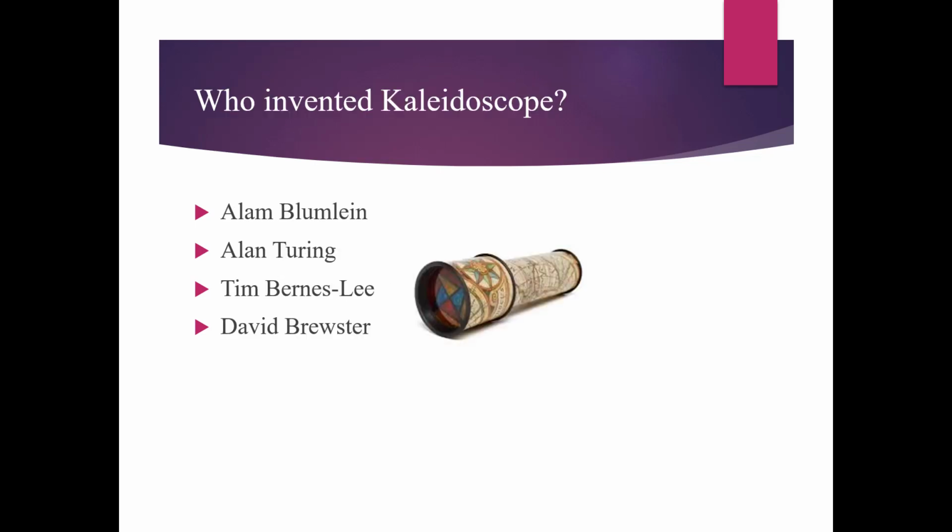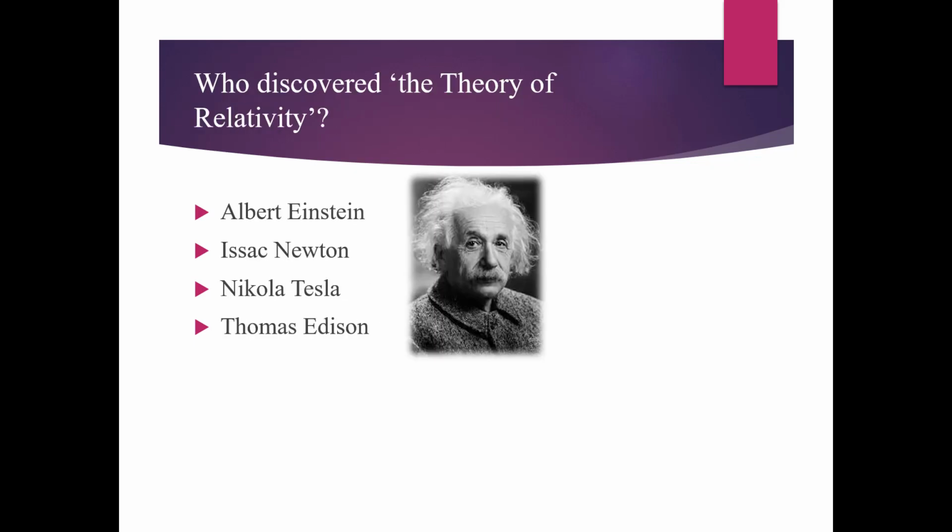Next question. Who invented the kaleidoscope? If you don't know what a kaleidoscope is, you can see the picture on your screens. A kaleidoscope is an instrument which has mirrors inside it, and it reflects light and makes pretty fascinating patterns. The kaleidoscope was invented by David Brewster. Who discovered the theory of relativity? This is a pretty easy one and a no-brainer. The answer to this one is Albert Einstein. You can see the genius right on your screens.